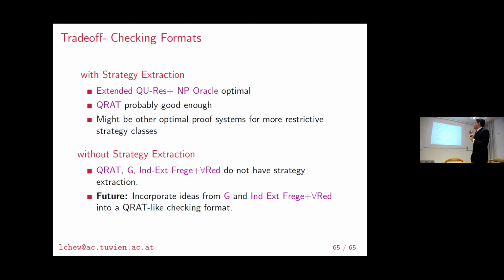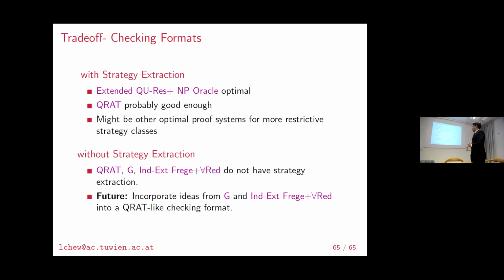And there might be some other optimal proofs based on more restrictive strategy classes. So you might require your circuits to be bounded depth, for example, and then you can maybe find some other optimal proof systems. Without strategy extraction, it's a bit more of a mess. We have various proof systems, and it's still a bit unclear about which one simulates which others. We know that G simulates QRAT, but we don't really know things like the other way around.